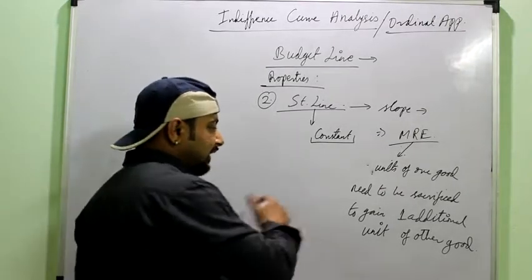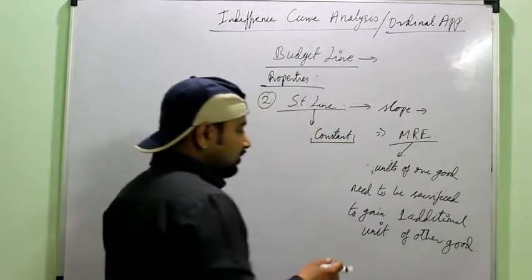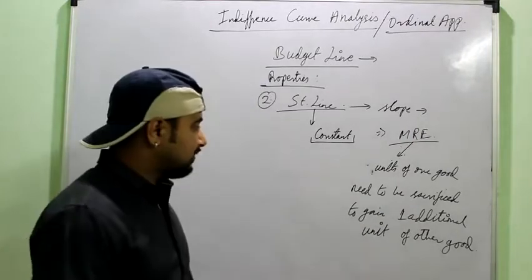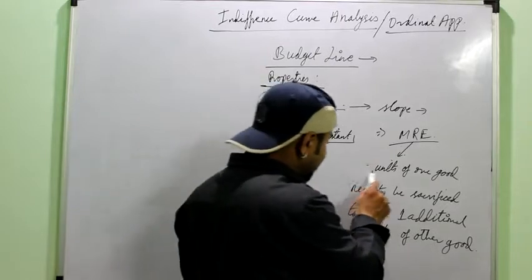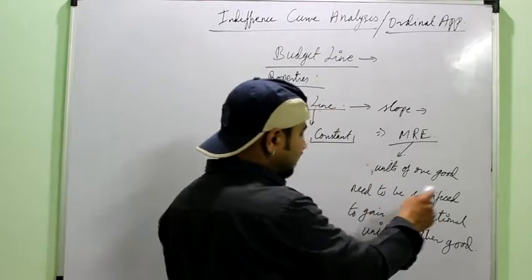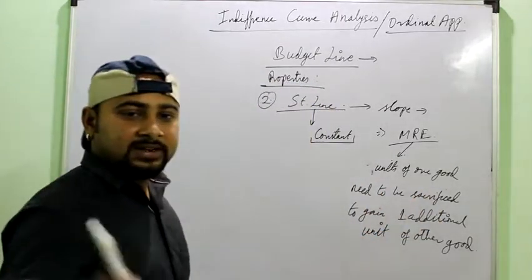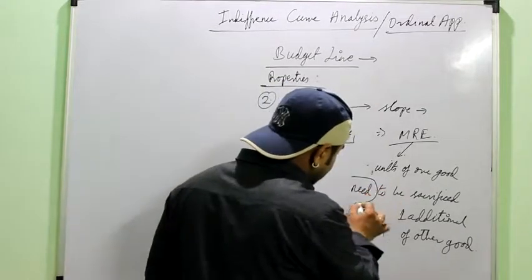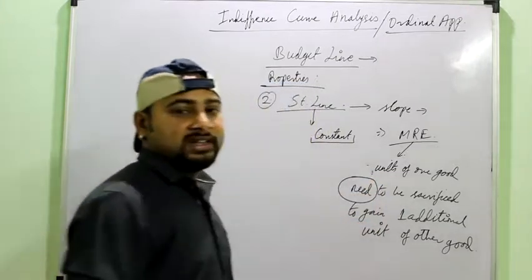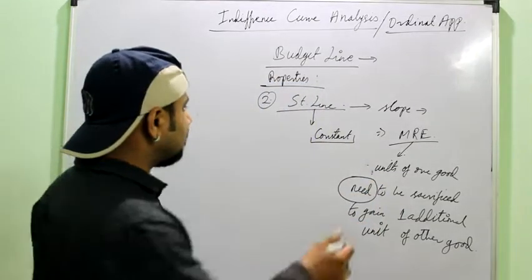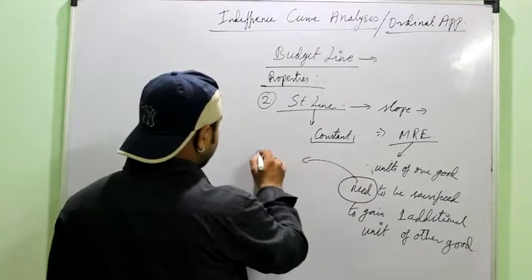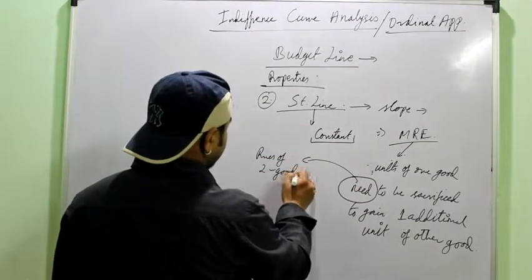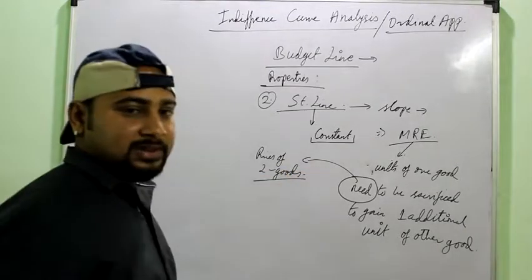My objective behind writing this definition was just to recall, look at the definition of MRS. It is the rate at which the consumer is willing to sacrifice one good to gain one additional unit of the other good. While the budget line slope MRE is the rate at which he needs to sacrifice them. It means it depends on the prices of the two goods. It is simply the ratio of the prices of two goods.